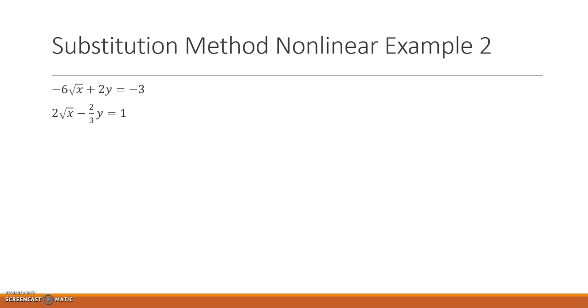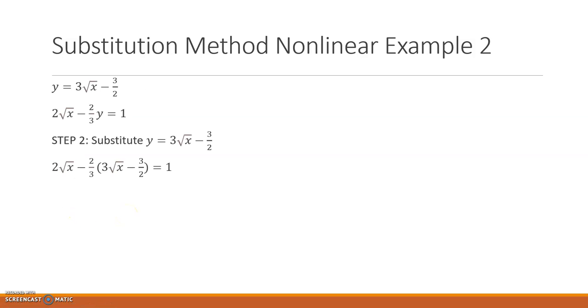Negative 6 times the square root of x plus 2y equals negative 3, and 2 times the square root of x minus 2/3 y equals 1. So same 3 steps will follow. We'll look at that first equation, and we will isolate y. So we can add 6 times the square root of x on both sides, and then we can divide by 2 in order to isolate y. So we find that y equals 3 times the square root of x minus 3 over 2.